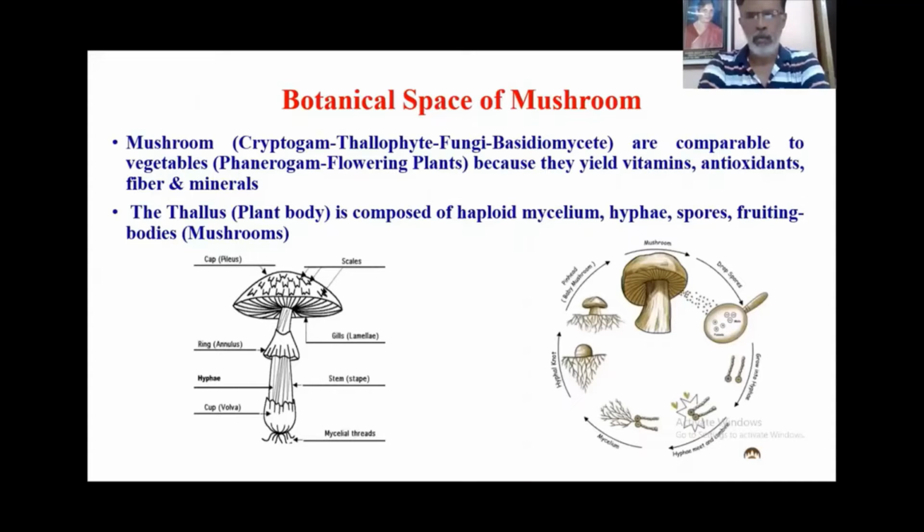Mushroom has botanical space. What does that mean? Mushroom is a fungus which belongs to the thallophytes. We call it a thallophyte because the plant body is not well developed. It's simply a thallus. And it is microscopic also. The mycelia are microscopic. The spores are microscopic. But the fruit body is visible over the surface of the earth or the substrate wherever it grows. So mushroom is a non-flowering plant.